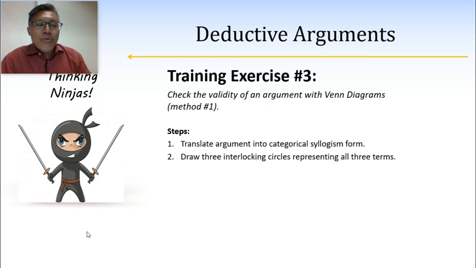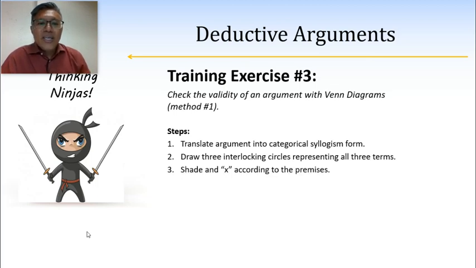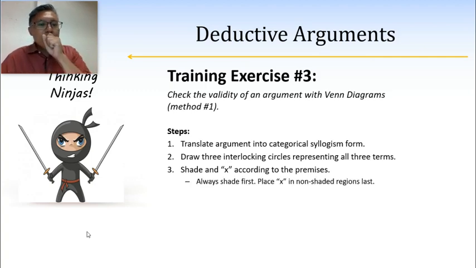This is similar to what we did in the last video when we drew the Venn diagram for a claim, right? A claim has two terms, so we drew two interlocking circles. Now, when we take a look at a syllogism, we have three terms, so we're going to draw three interlocking circles. Then we're going to shade and X according to the premises. So remember what we learned last time about shading and Xing. We're going to apply that now to a syllogism.